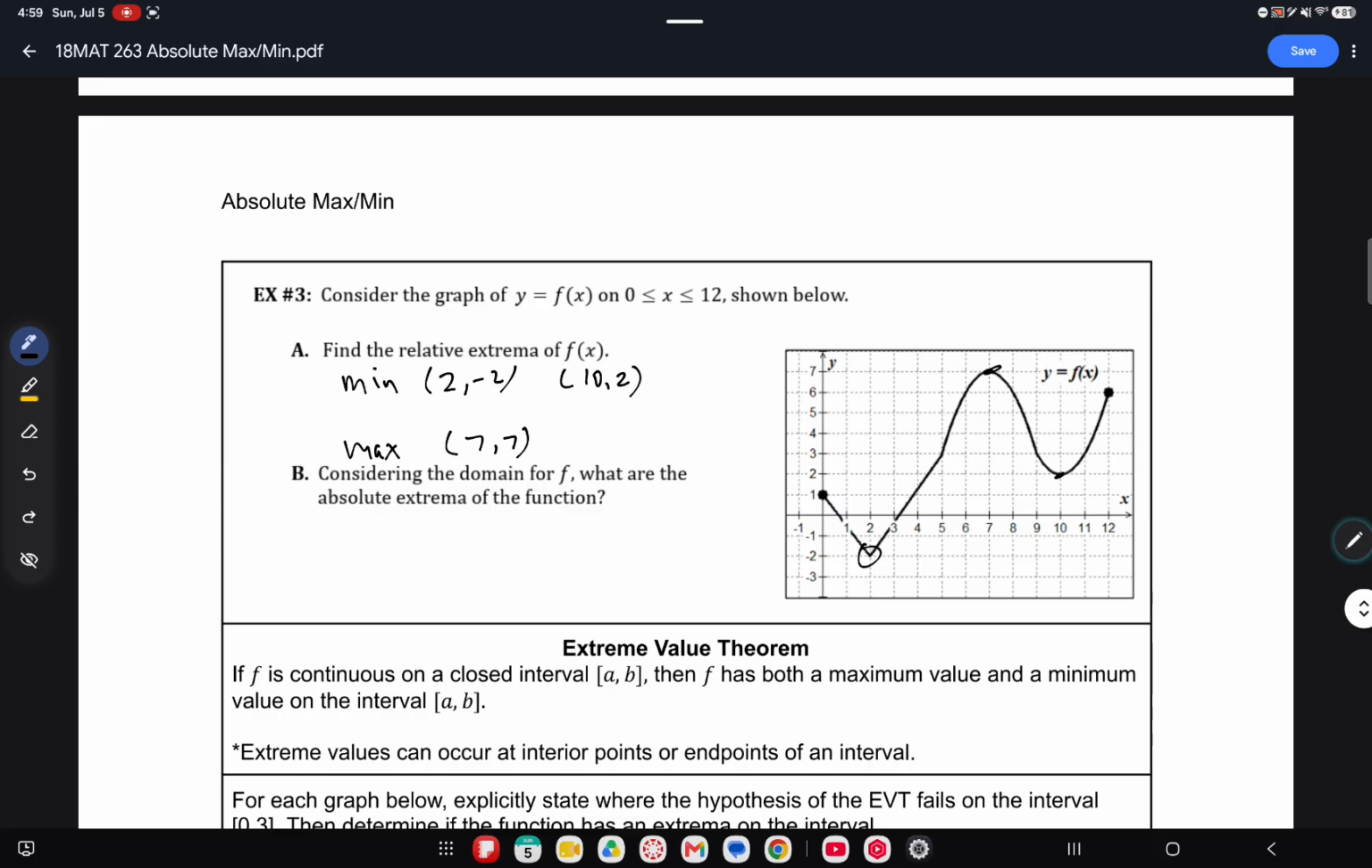So considering the domain, what is the absolute? Okay, so the highest looks like it's right here. So let's make sure I put it in the right category. So the maximum is (7, 7). And then the minimum, so it's right here at (2, -2). Okay.